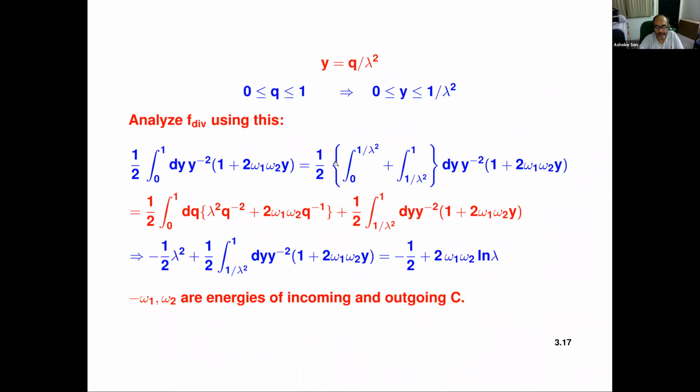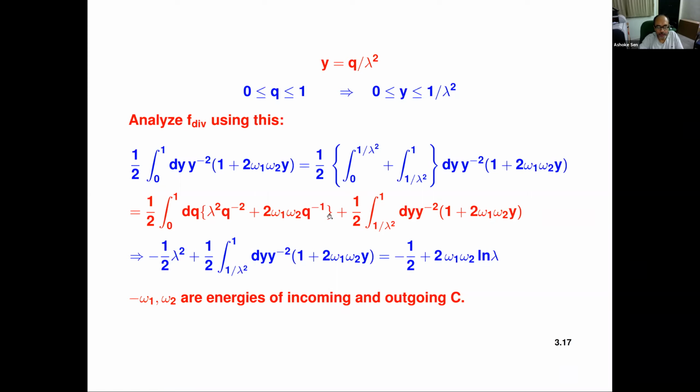And for this part of the integral, we are going to change variable from y to q. Okay, so here it is. We change variable from y to q. This part I left as it is. And now we are going to use the replacement rule. So what is the replacement rule? We have dq q to the minus 2. That's supposed to be replaced by minus 1. This is the tachyon propagator, 1 over minus 1. So that gives you minus half lambda square.